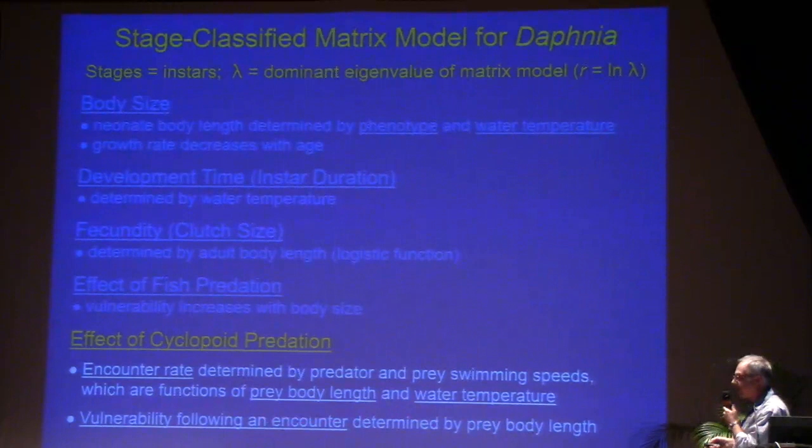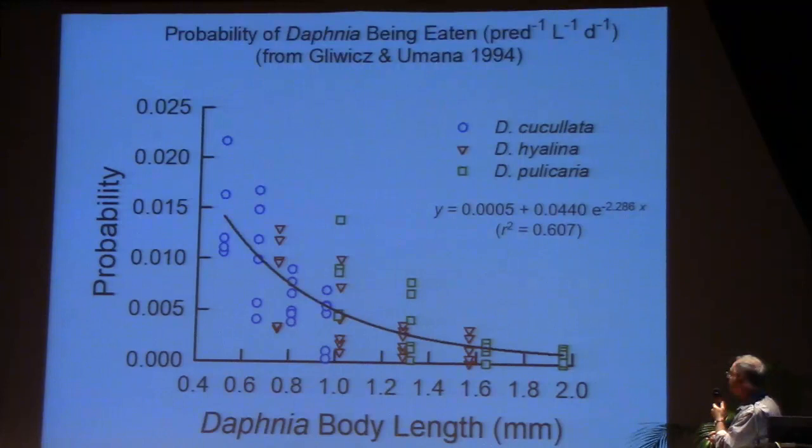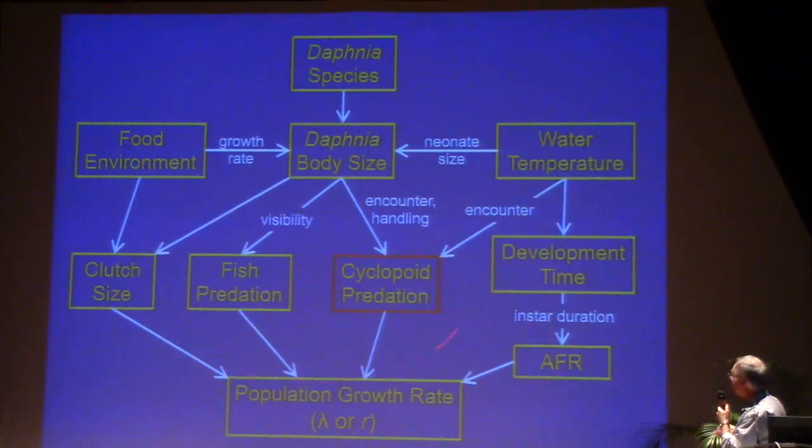So what I basically did is I took data from a 1994 paper by Glivich and Yamana and deconstructed the data that they published and produced from this a probability function that shows the probability of Daphnia being eaten per predator per liter per day. And using the three different size species that they did, we came up with this function which goes into the matrix model. And then the whole model looks something like this, where Daphnia body size, which is determined by a large or small phenotype, can also be affected by food environment and water temperature, and Daphnia body size affects fish predation, it affects cyclopoid predation, and all these get intertwined in various interesting ways.